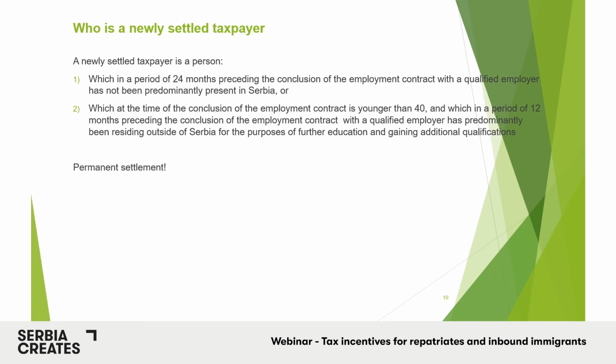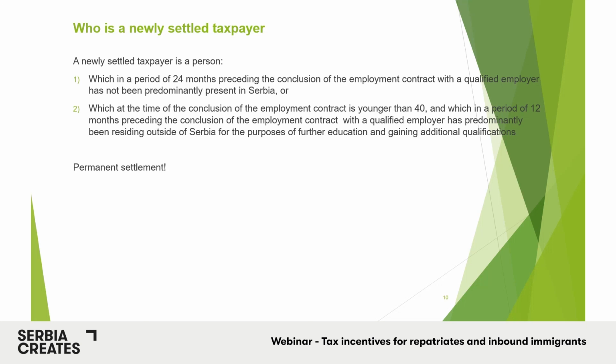Changing your employer does not mean that you forfeit the benefit of the incentive. Provided that all the conditions are met, you continue to use it within the time frame of 5 years. That's number one.